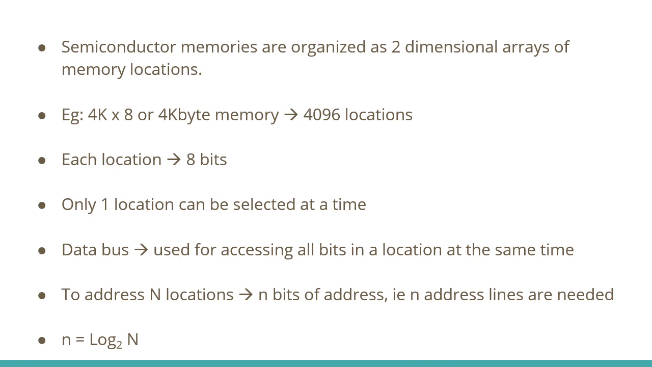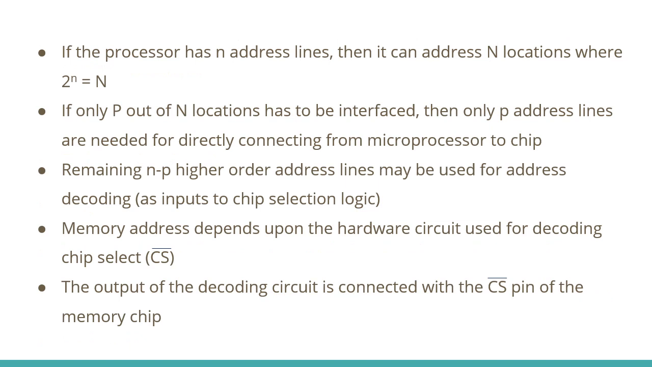In general, to address a memory location out of N memory locations, we will require at least small n bits of address. That is, small n address lines, where small n is equal to log to the base 2 of N. Thus, if the microprocessor has small n address lines, then it can address N locations, where 2 to the power of small n is equal to N.